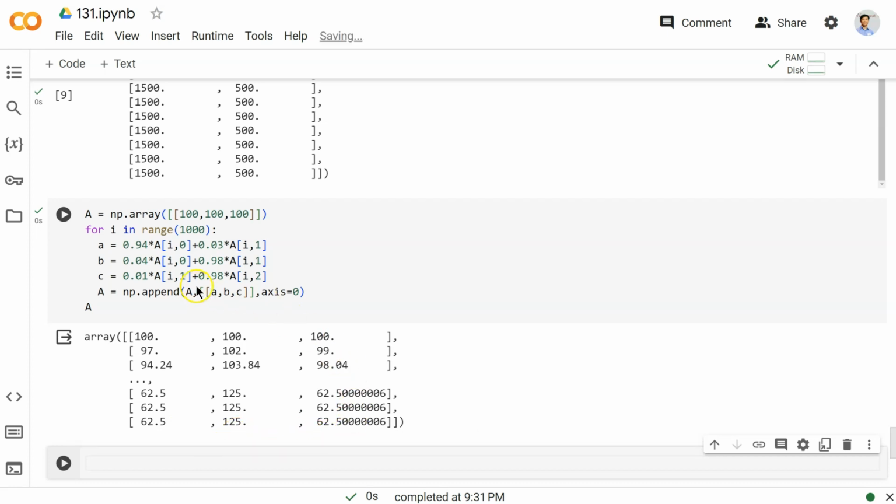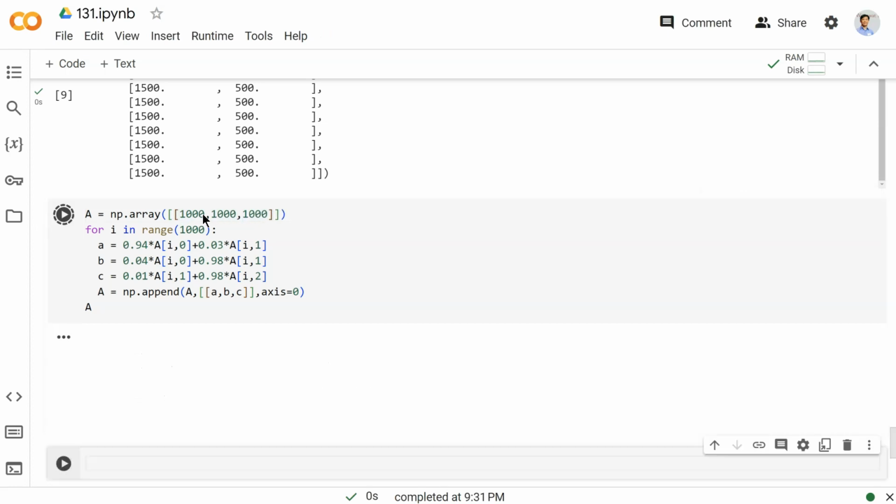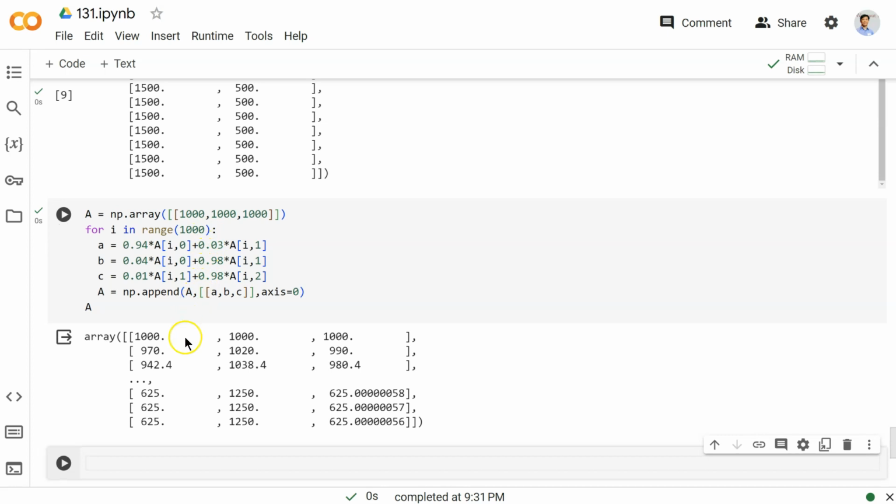Well, the question actually doesn't say what is the initial number of children, adult, and senior. So if I were to change this to 1,000, that should get rid of the decimal that we have. Yeah, so we have about 625 children and senior, and we have 1,250 adults. Notice that the proportion here is actually going to be 1 to 2 to 1. The number of children and the number of senior is actually the same, and that's half as much as the number of adults.